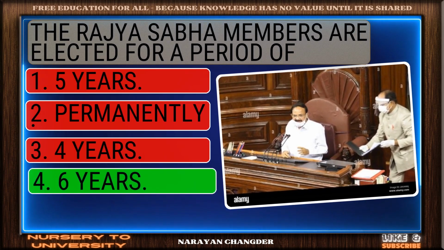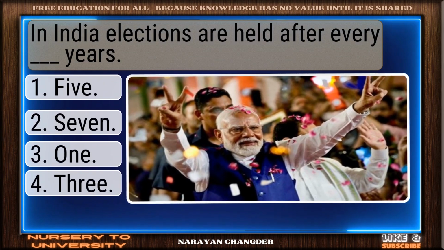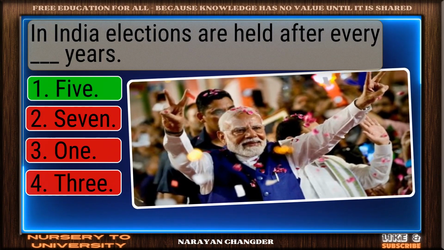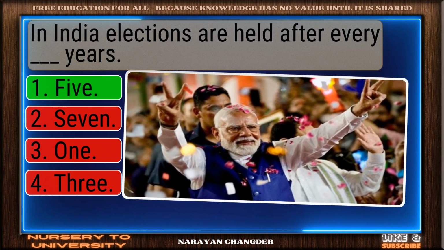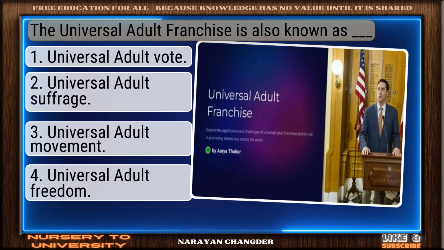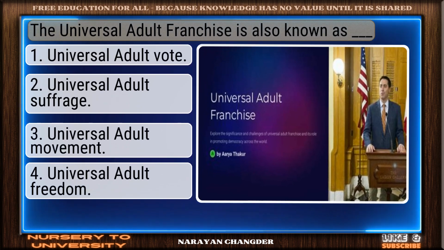Good thinking. 6 years is the right answer. Question number 123. In India, elections are held after every dash years. You chose 5, and it is correct. Question number 124. The Universal Adult Franchise is also known as dash.